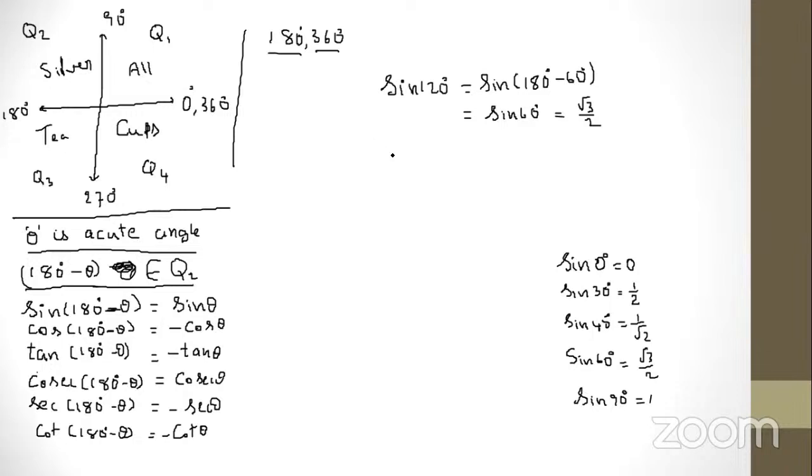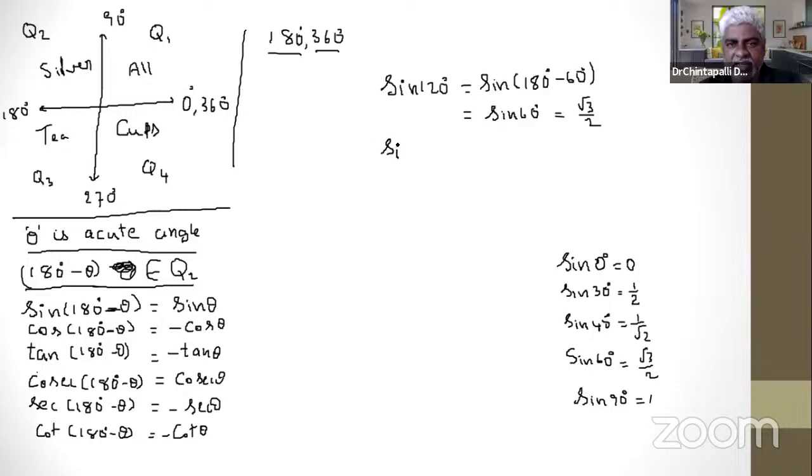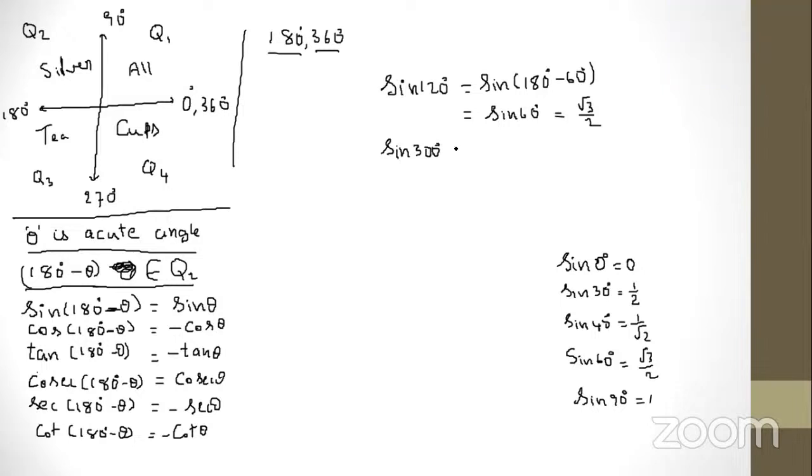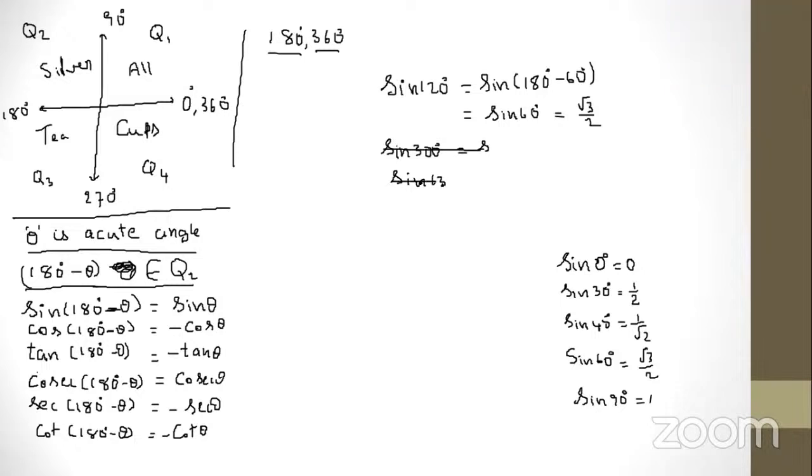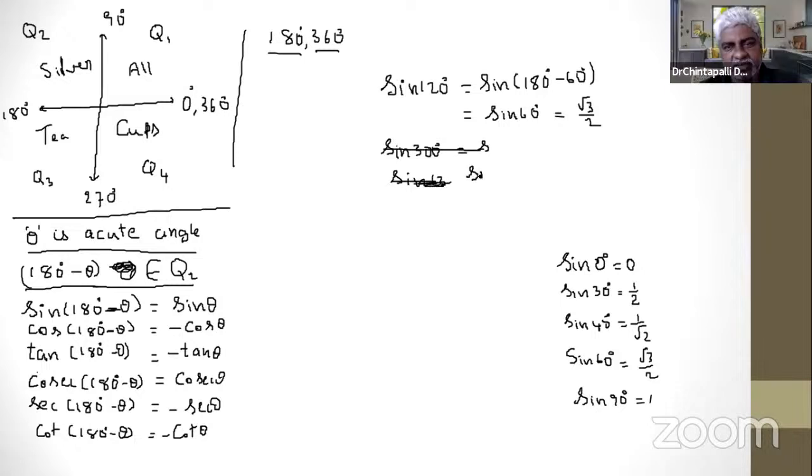Now tell me, what is sine 300 degrees? 360 minus 60. Okay, we are using this value only. We have formulas for 180 degrees minus theta only. Please tell, what is sine 135 degrees? 180 minus 45 degrees. 45.